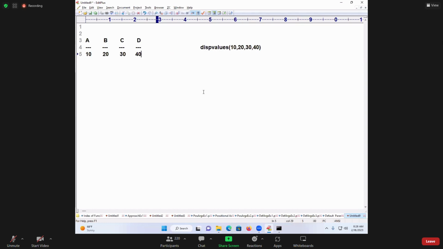Positional arguments. Okay. But somebody is passing the data like this. Display values of 30, 10, 20, and next 40. Or something like 40, next is 10, next is 20. Where is that 30 going? A. Where is 40 going? Where is 10 going? Where is 30 going?